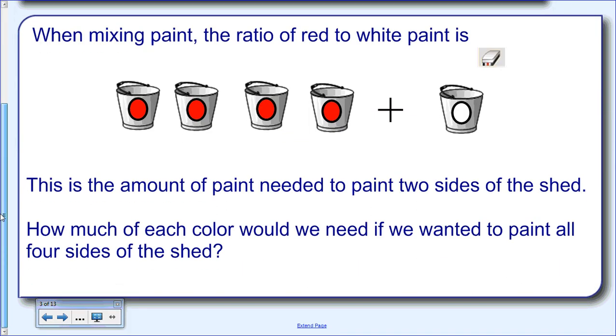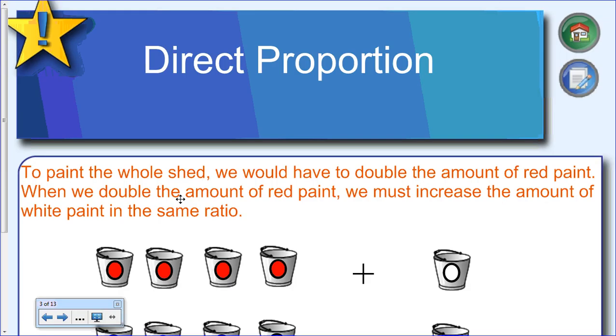And that wouldn't change no matter how much paint you needed. So in other words, if I needed to paint 2 sides of the shed, I'd need 4 red and 1 white. But if I wanted to do all 4 sides of the shed, it wouldn't change. What you'd end up with is the same proportions again: 4 to 1 to do 2 sides, and 4 to 1 to do the other 2 sides.